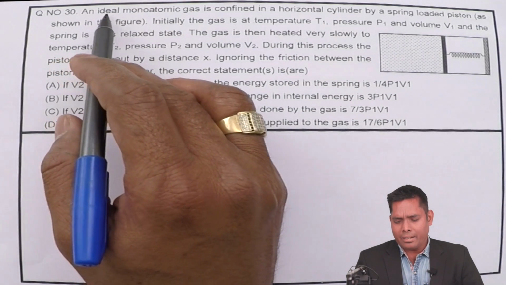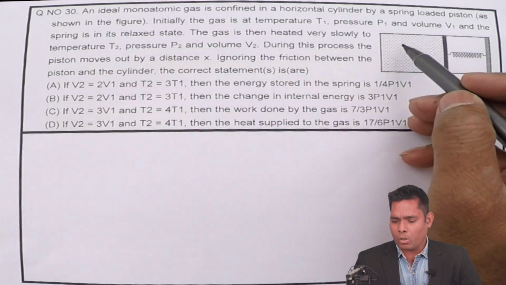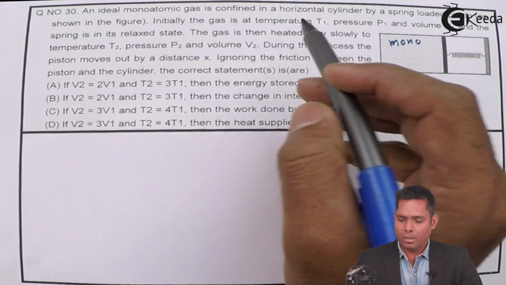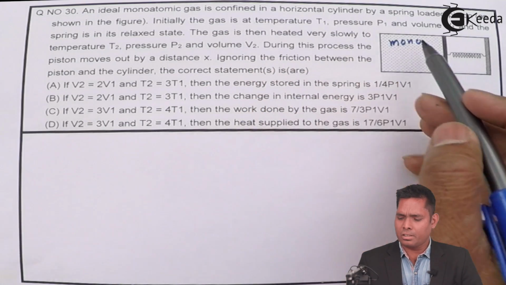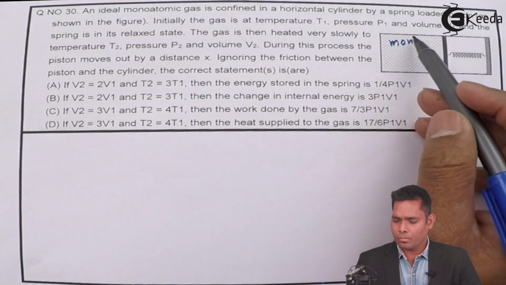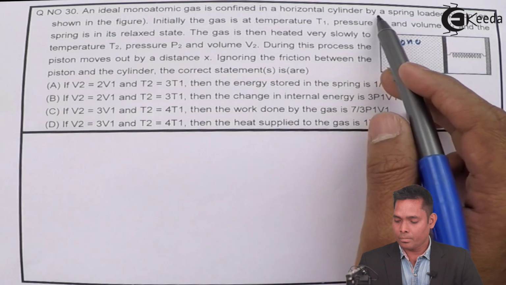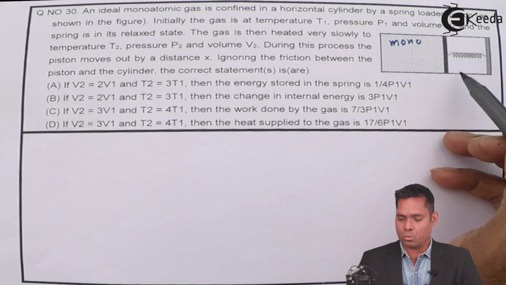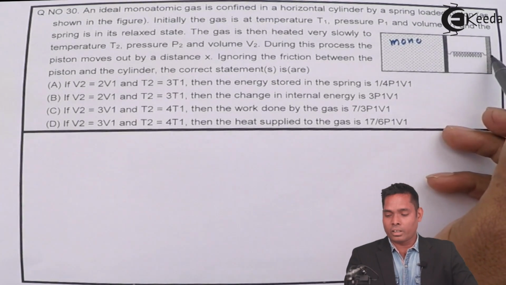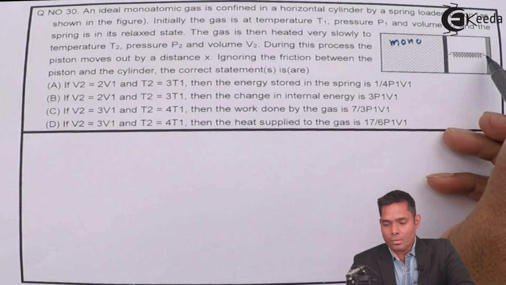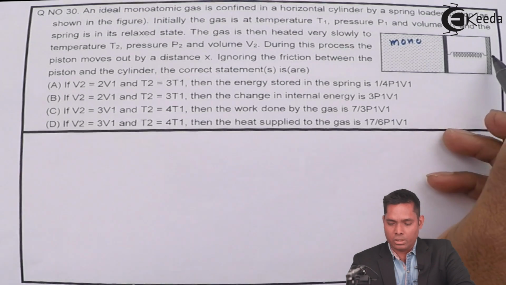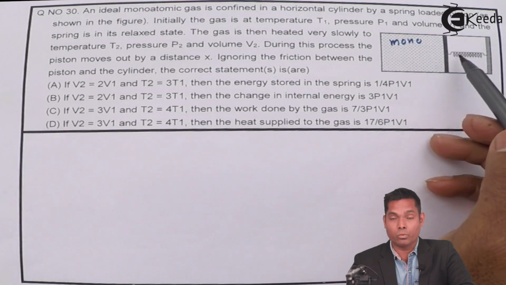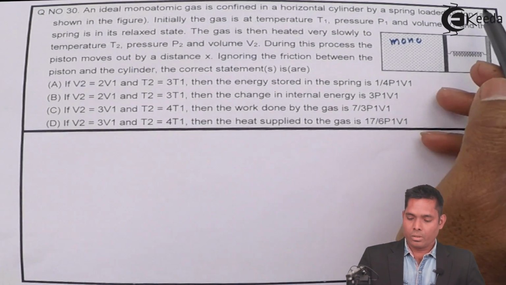An ideal monoatomic gas is confined in a horizontal cylinder by a spring-loaded piston. This is a cylinder, this is a piston and a spring attached to it, and the other end of the spring is connected to this fixed support. I suppose this is fixed because this has to move in this direction only.